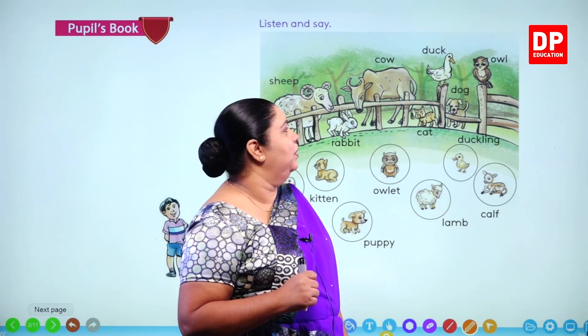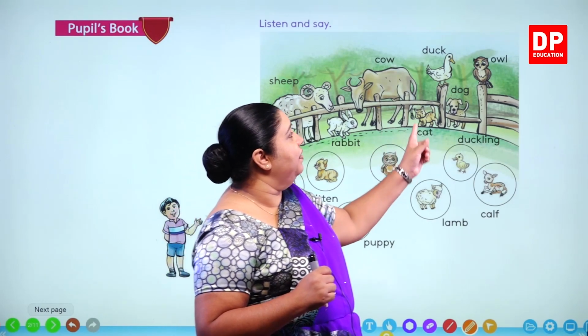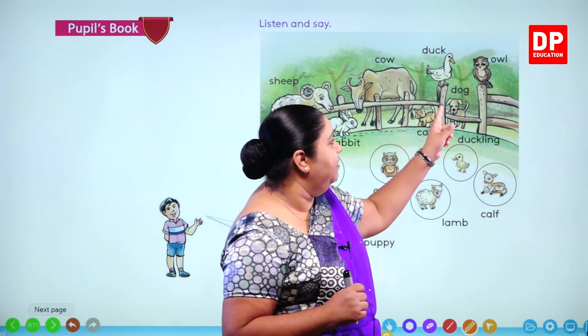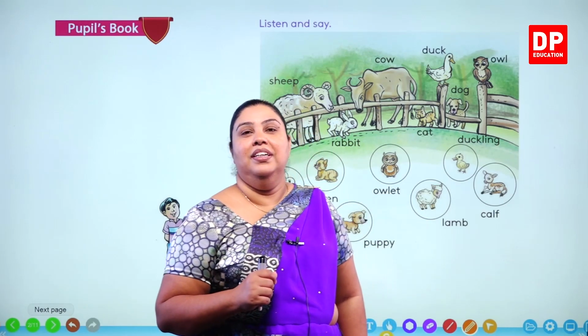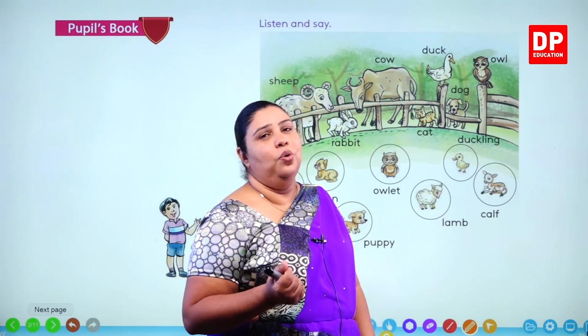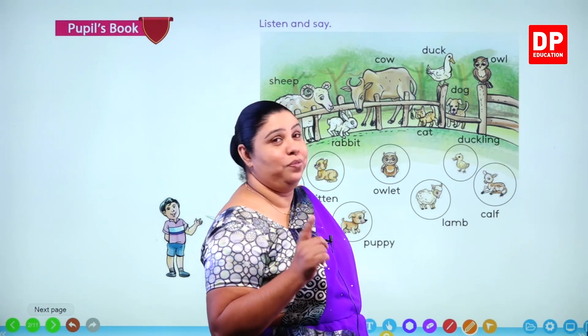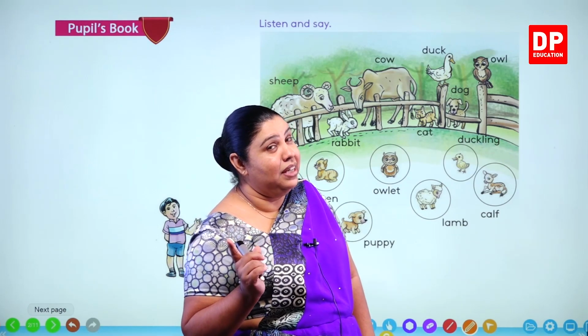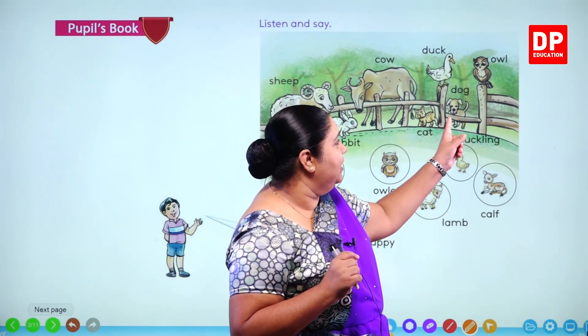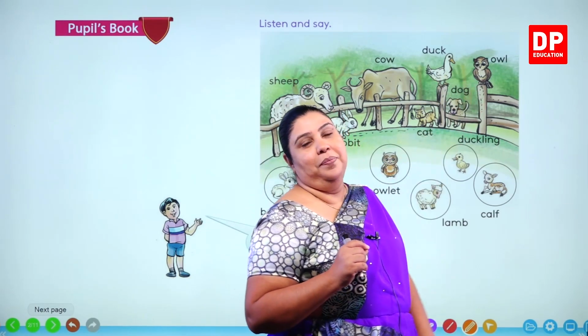I know you have learned the spellings now. So after the cat, we have the duck and then we have a dog. Our friend, all of us, most of us in our homes, we have a dog. We love to keep dogs as pets, right? So we are going to talk about the baby, okay? Right. So next is the dog and then we have the owl.